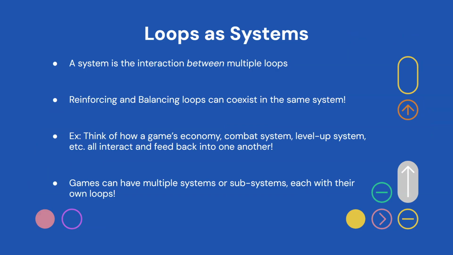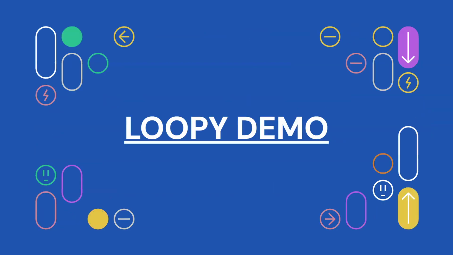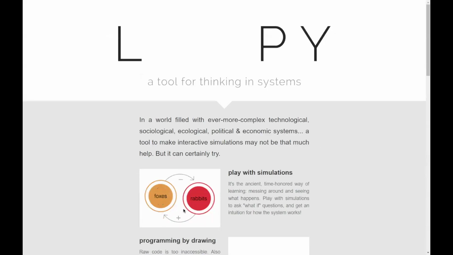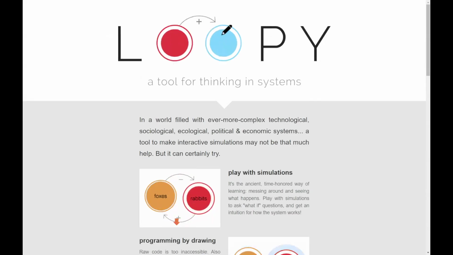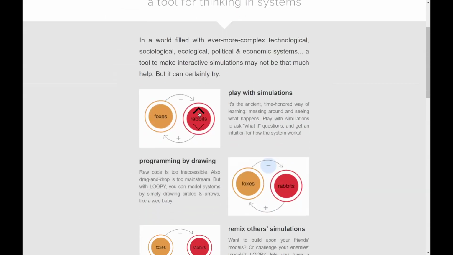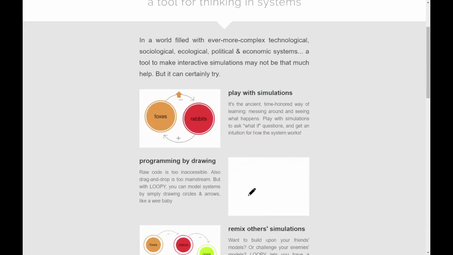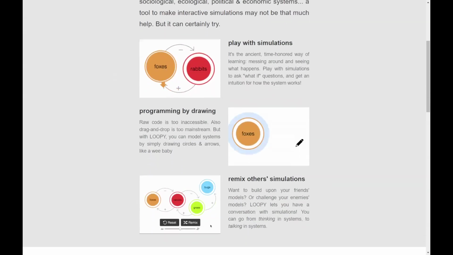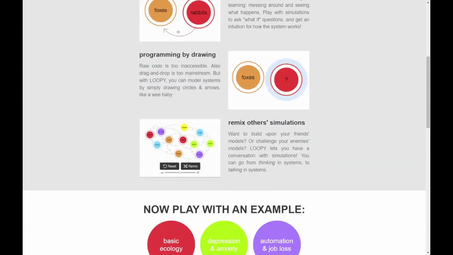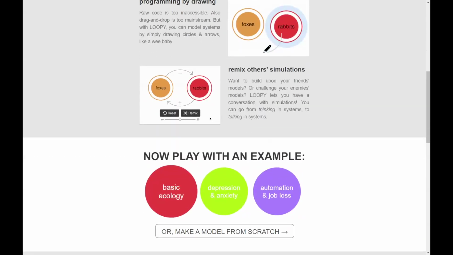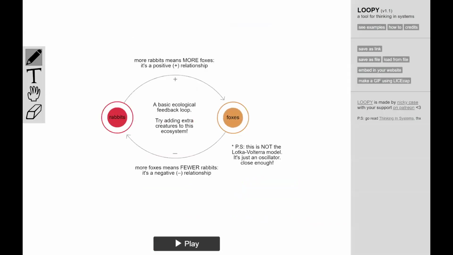Now we're going to demo something called Loopy, which is a tool for thinking in systems. That did ship, right? Yeah, that did. Basically, it allows you to play around with and simulate loops. This one's a basic ecological feedback loop. As the rabbits grow, foxes grow.